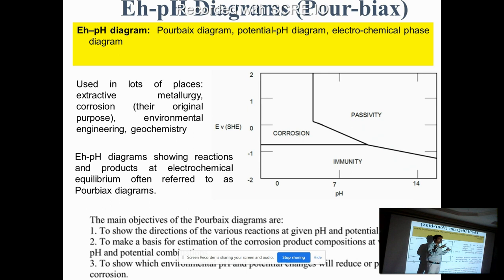Now, what is immunity? Immunity means it will not undergo corrosion, it will not form a passive layer, it is thermodynamically stable. That's why it is immune. That means it will never undergo corrosion at all.